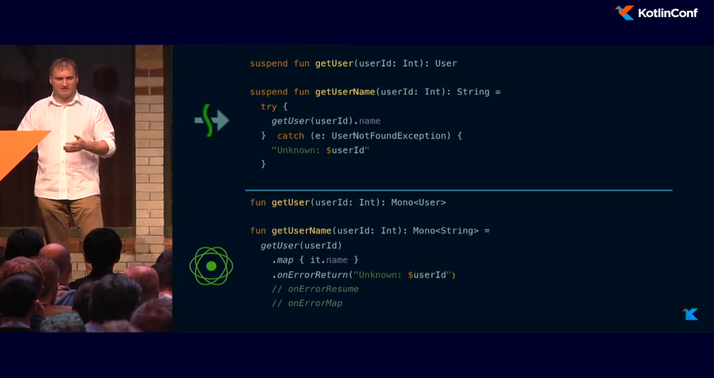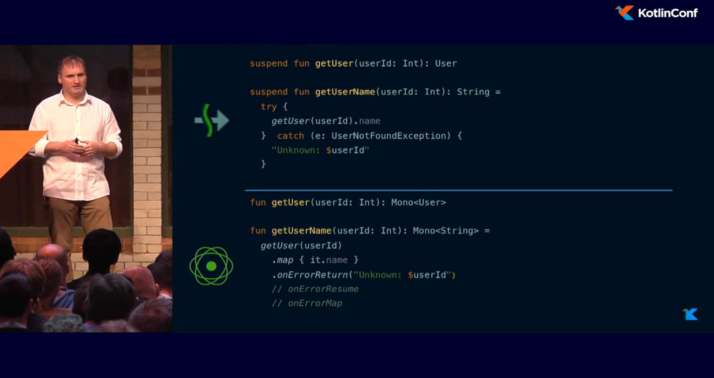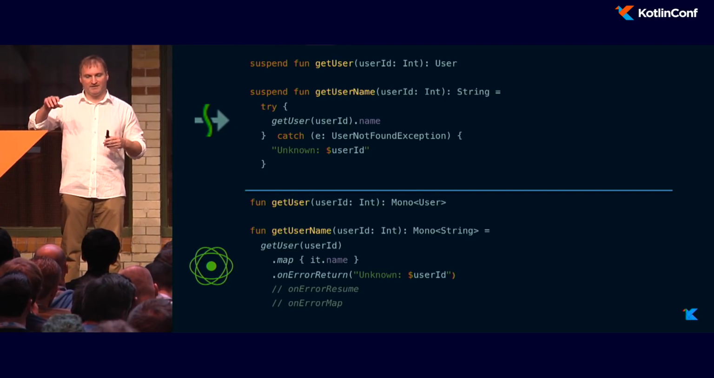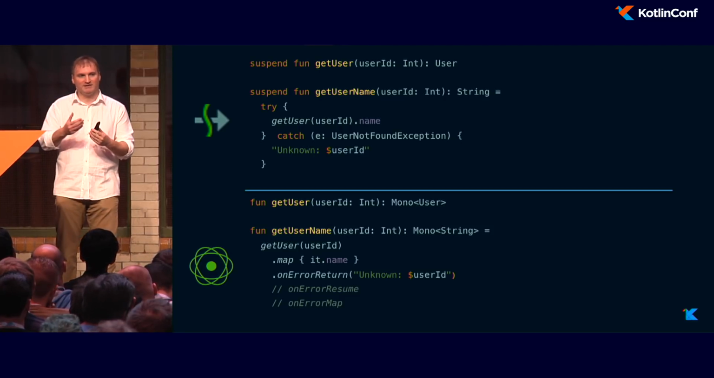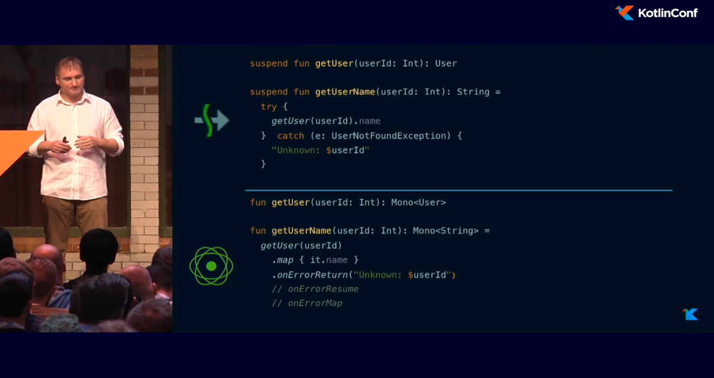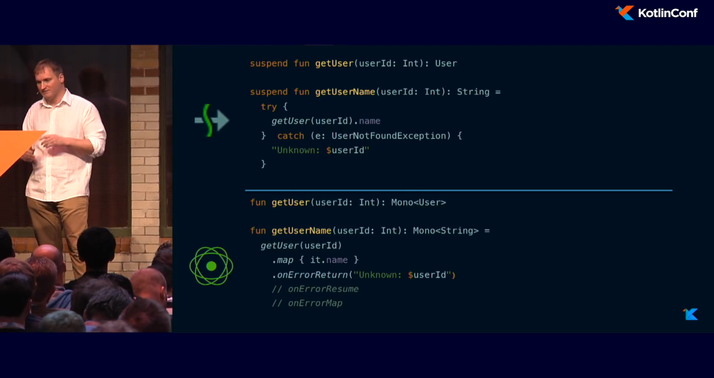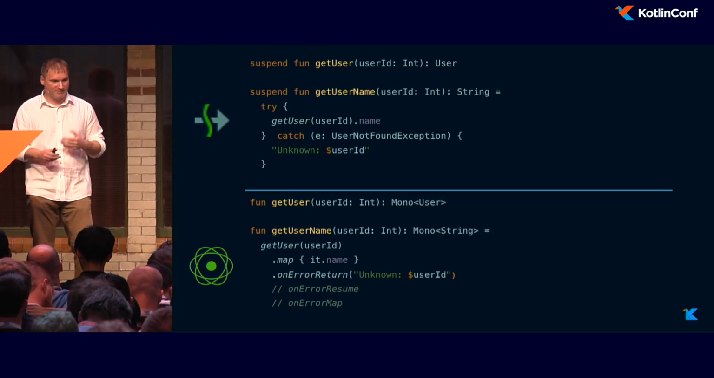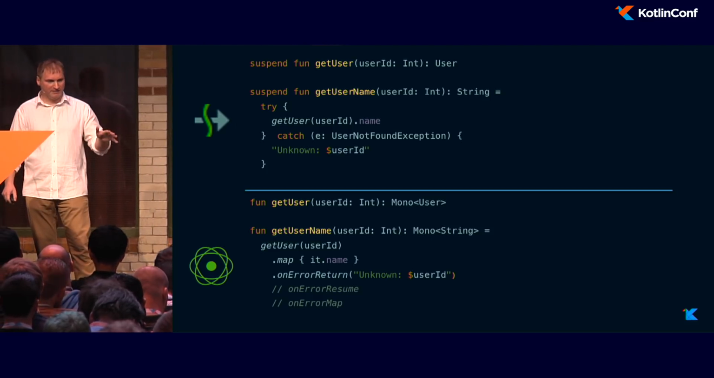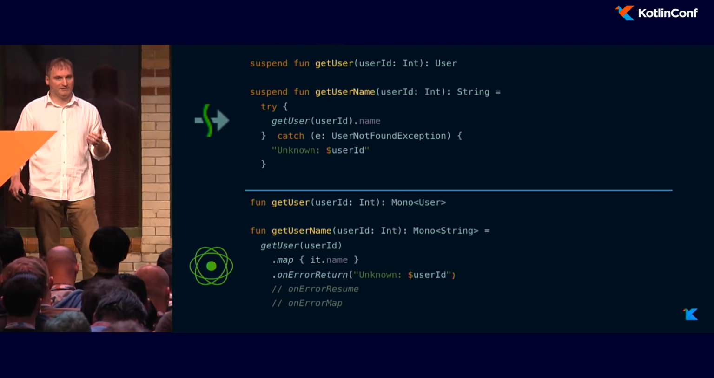We can also use things like on-error resume or on-error map. On-error resume takes as a parameter a mono, so it will allow you to dynamically say what should be done. On-error map will map the exceptions coming in and out of this mono. So here, again, we see some differences because of this functional way of writing your programs.